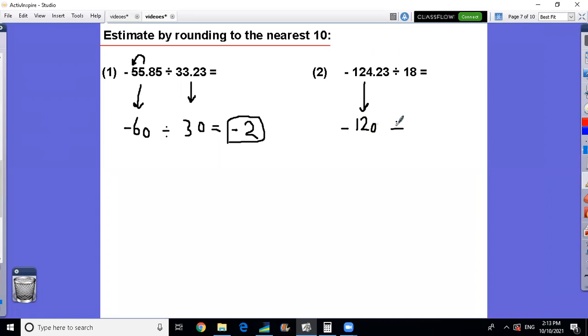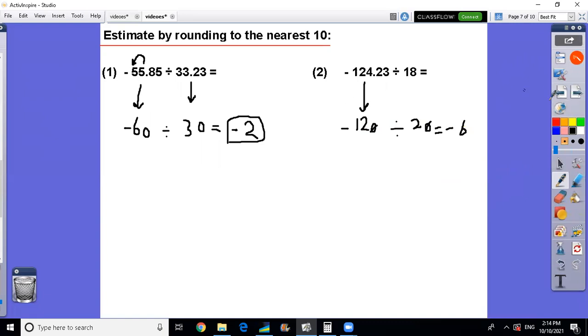120 divided by, rounding 18 to the nearest 10, it's between 10 and 20, but it's closer to 20. That's how I do it mentally. But if you want steps, as I told you, there is a video that shows you how exactly it works. All right, so negative 120 divided by 20, then the sign is going to be negative, yes. And then 120 divided by 20, going back to the zeros, 12 divided by 2 is negative 6. All right, that's all about estimating the quotient.